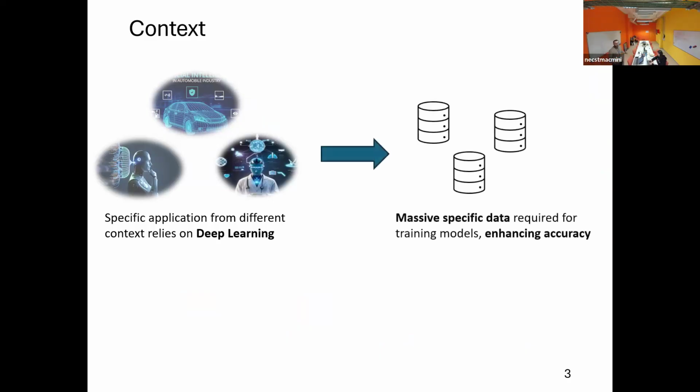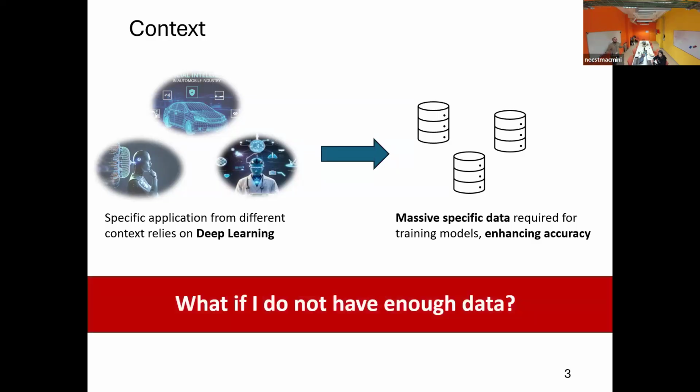Just for giving you a bit of context, today in healthcare, but also in robotics, automotive, or in different scenarios, deep learning is the main kind of application that uses data in order to give us accurate results. But actually, deep learning was not born today. Deep learning was about the 80s. Today, it's so famous because we have the correct hardware substrate, but also enough data to train the models and get accurate results. But what if we do not have so much data?